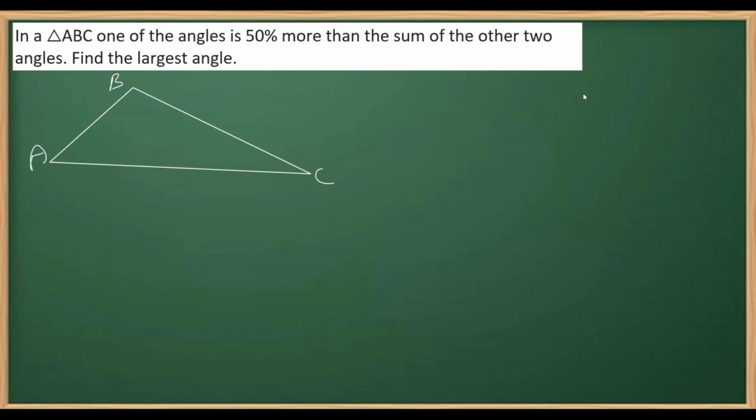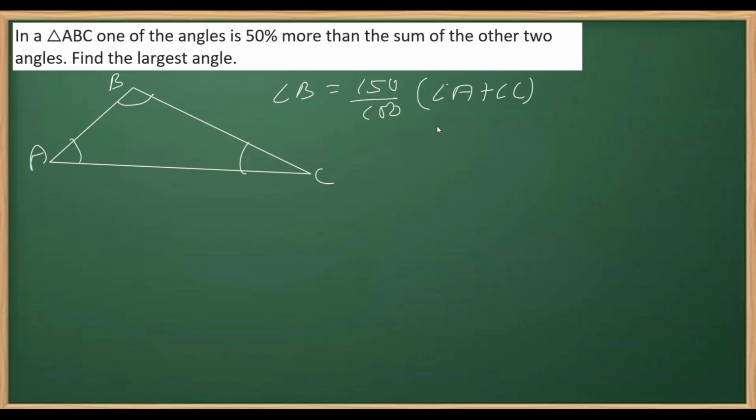It says that one angle is 50% more. So I can take say B, B being the largest. 50% more means 150 by 100. One more time, 50% more is what? 100 plus 50. If you are aware of this, 50% more than the sum of the other two angles. So the other two angles are A and C. This is the first information that we have, that is one angle is 50% more than the sum of the other two angles.